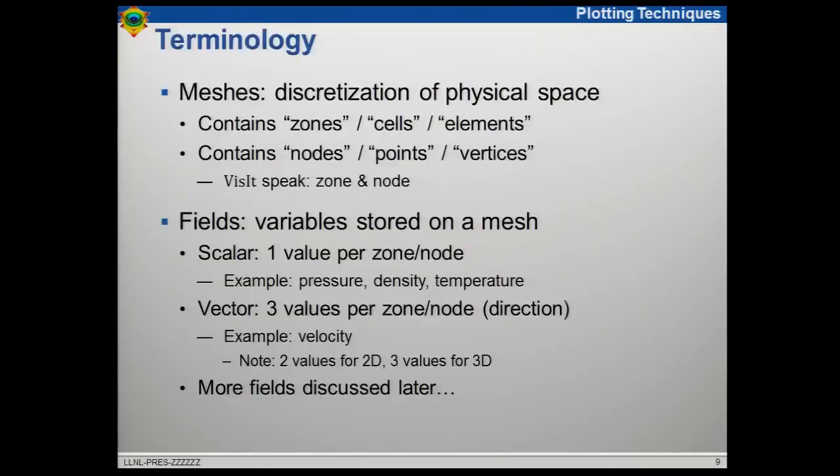Terminology in VisIt: we talk about zones and nodes. Zones are the same thing when I say cells or elements, finite elements, they're the same thing. Well, VisIt calls them zones, so this is to know. And then fields are called, well, scalars and vectors, and so forth. There's nothing new here.